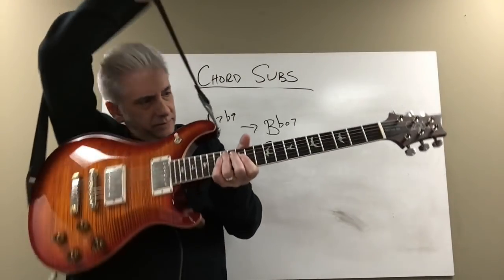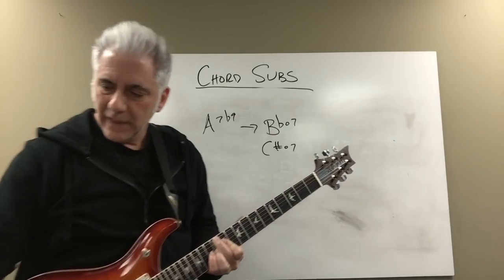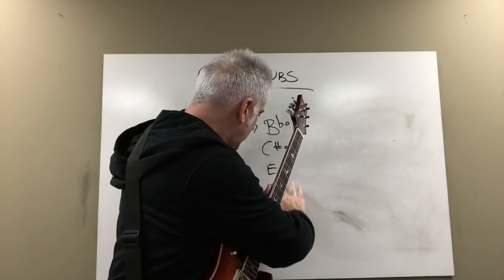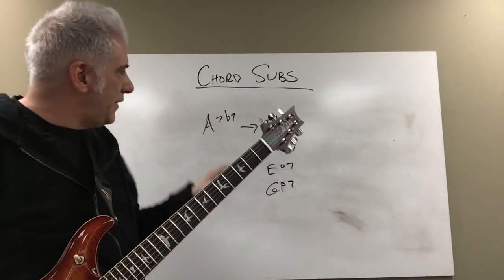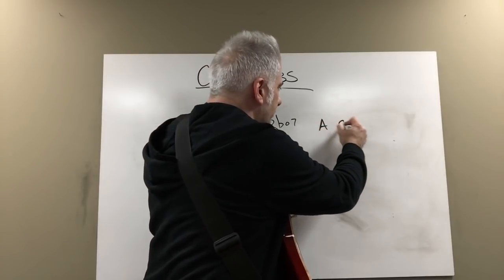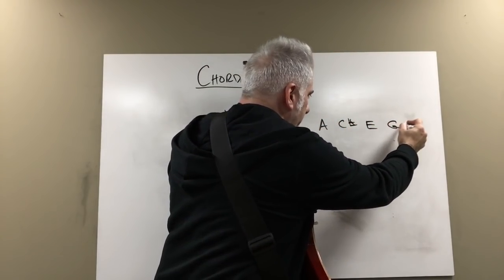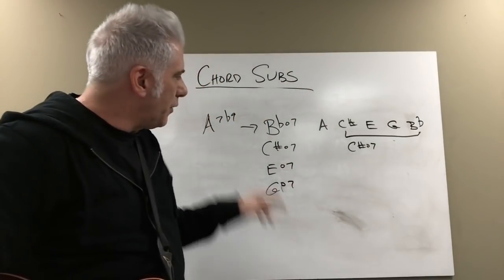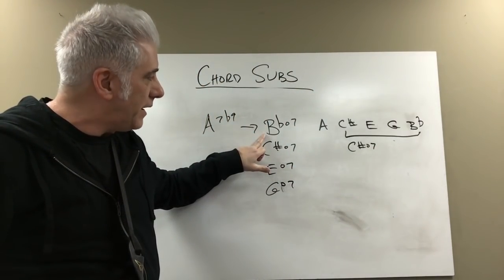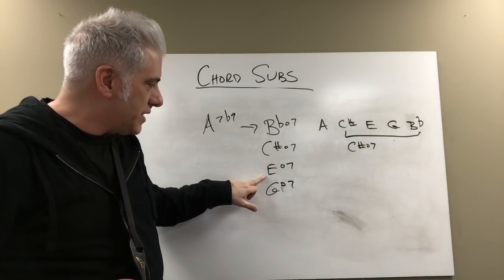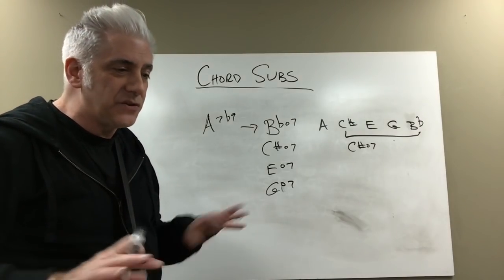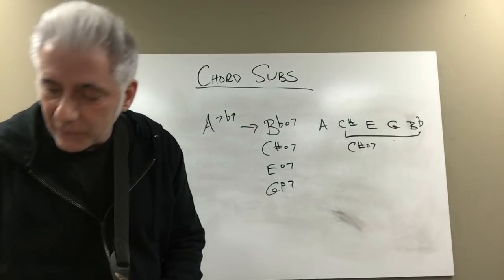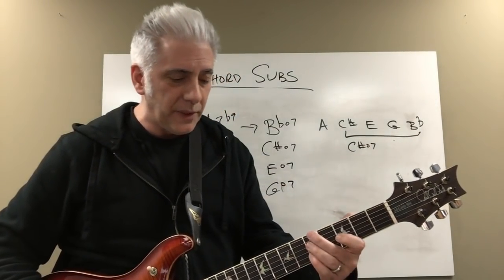E diminished 7 and G diminished 7. A7 flat 9 has the notes A, C sharp, E, G, B flat. If I take this, that's a C sharp diminished 7. If I reorder these notes, C sharp diminished 7 is the same as B flat diminished 7. They have all the same notes. E diminished 7 and G diminished 7 all have the same 4 notes in them. They just have different spellings harmonically. So you can substitute those. Those are frequently used when you hear a jazz player or whoever playing A7.